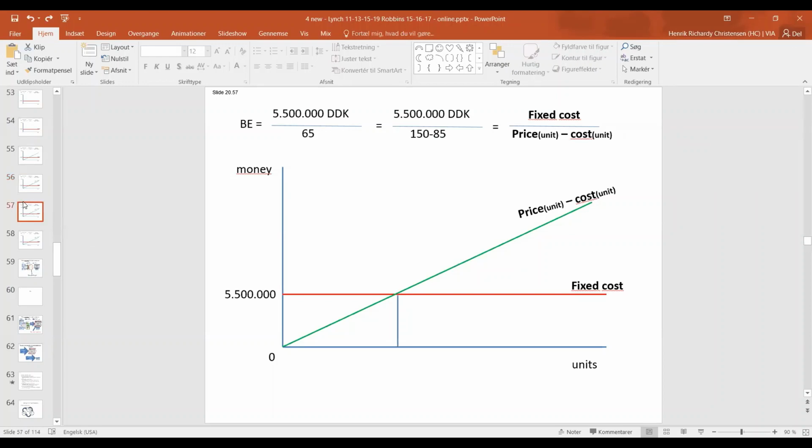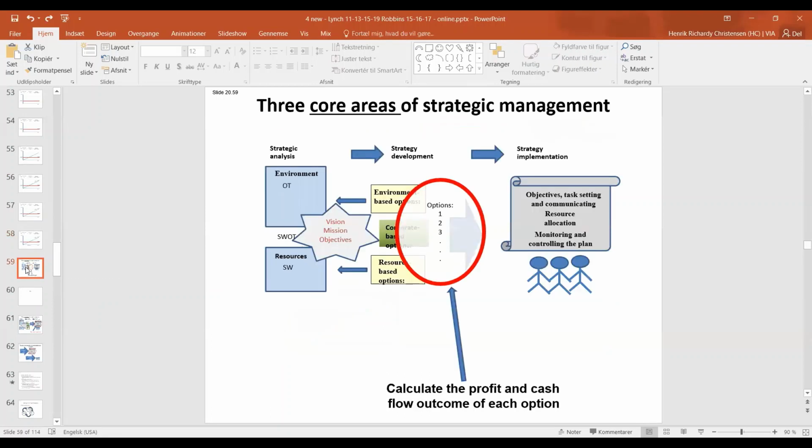Then you can simply calculate this point where we have the 84,606 units. And if you want to do the math, you simply use the equation up here and put it in. And then you can calculate this, which is the break-even point. So a graphic illustration also, and we have done the numbers.